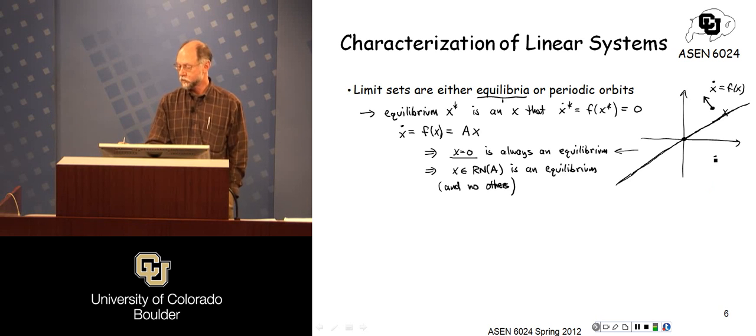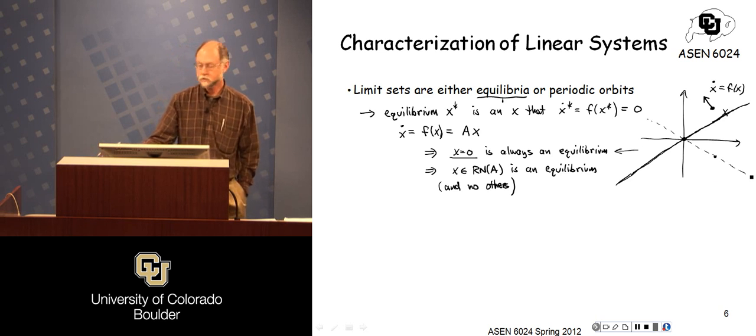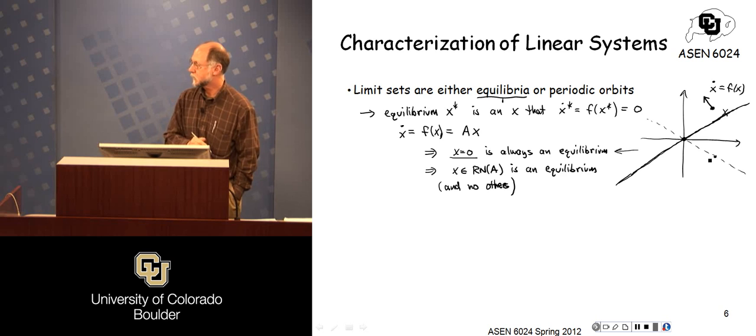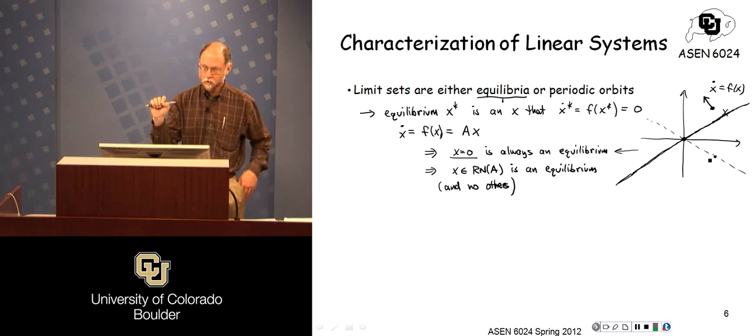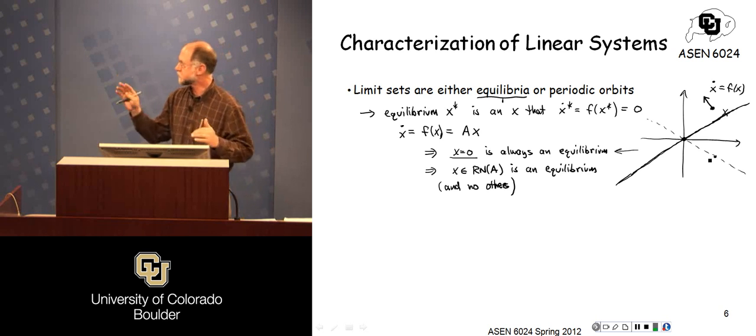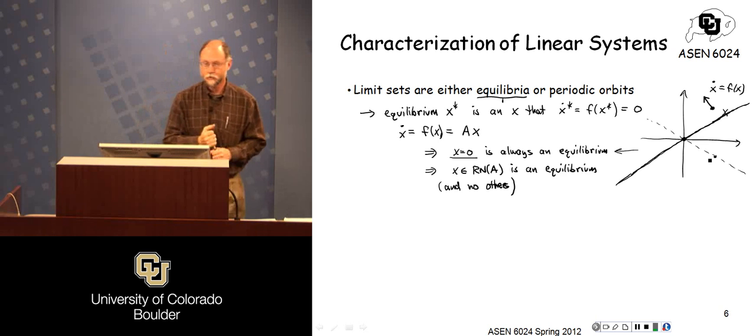Because if it is an equilibrium, it's got to be part of the subspace, the right null space of A, for example. And so it must be included in this entire line going through the origin. So we cannot have isolated equilibria in linear systems. Okay, so the equilibria are either at the origin, or they're all together on these subspaces, lines and planes and so forth through the origin.